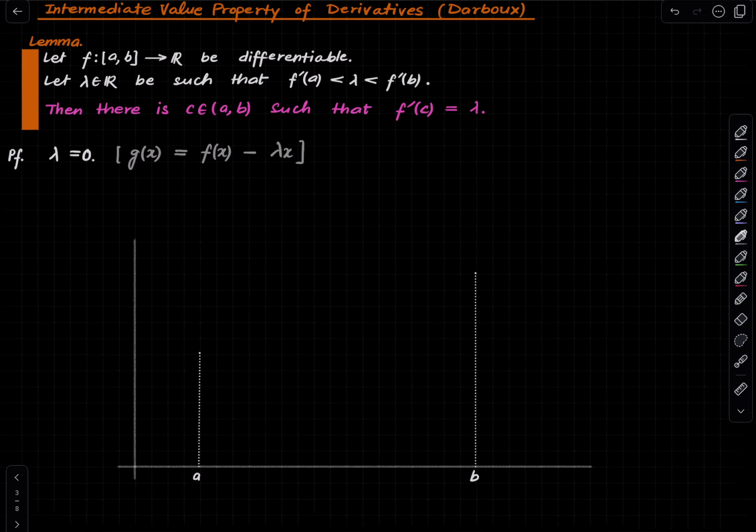Okay. So if lambda is 0, what does this say? It says that this is negative and this is positive. So pictorially, what will it look like? We have a and b here, and there is some value at a, some value at b. And since the derivative at a is negative, because we have assumed that lambda is 0, what will be the right tangent at the point a? It will look something like that. And similarly at b, the left tangent will look something like that.